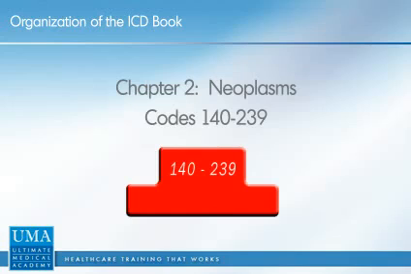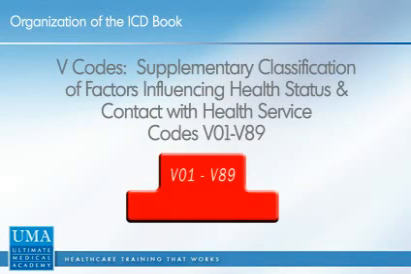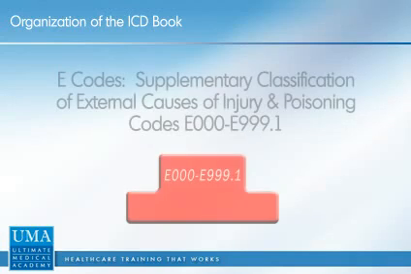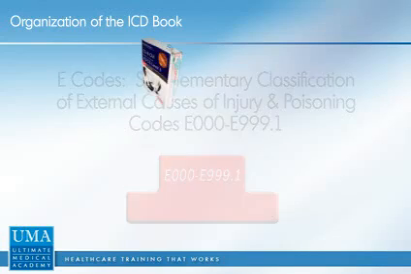Chapter 2, Neoplasms, codes 140 to 239. And the additional 15 chapters would be done the same way. After placing the tabs on all 17 chapters, continue with the V and E codes, starting with the V codes, supplementary classification of factors influencing health status and contact with health service, codes V01 through V89. E codes, supplementary classification of external causes of injury and poisoning, codes E000 through E999.1. Your code book is now ready for use.